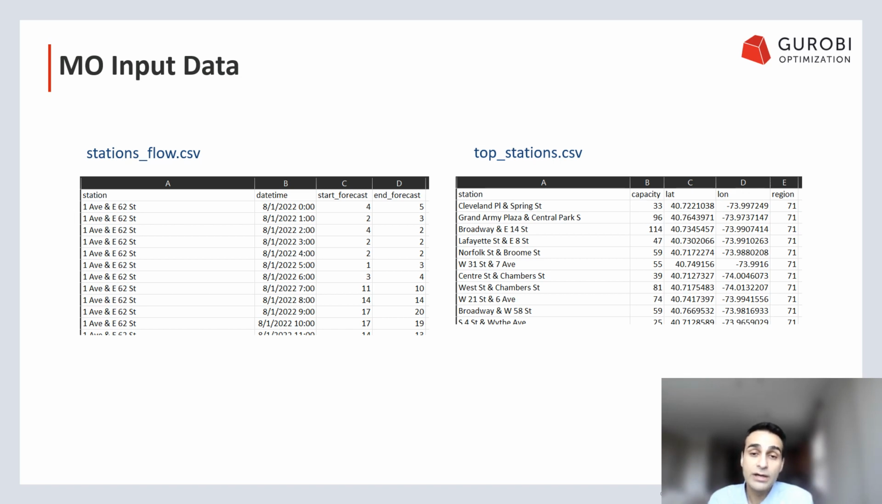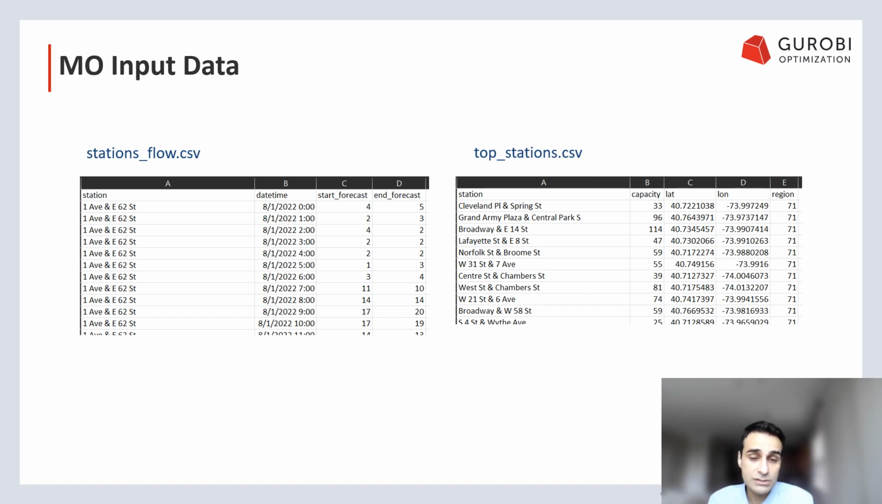And then you have 2 columns, one of them called start forecast and one called end forecast. Start forecast shows you the number of bikes that start their trip from that station. And end forecast shows you the number of bikes that end their trip in that station.